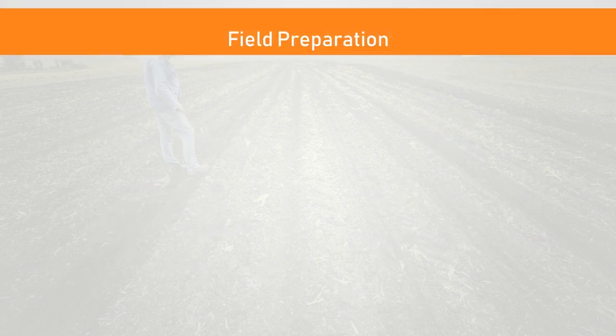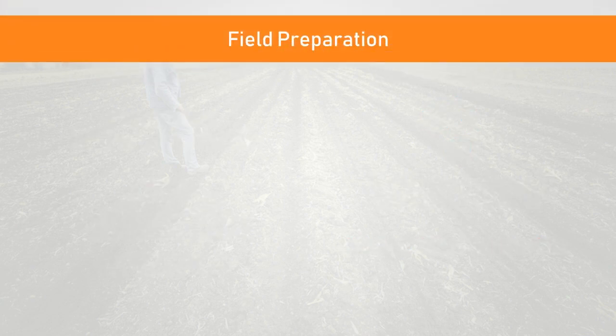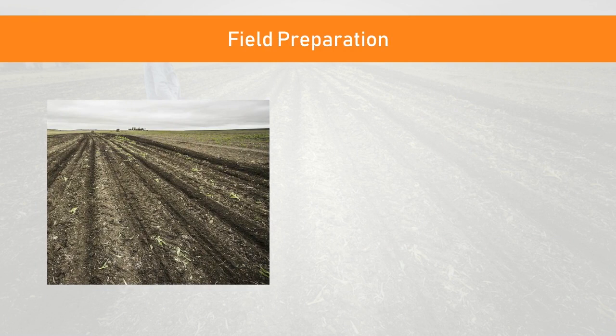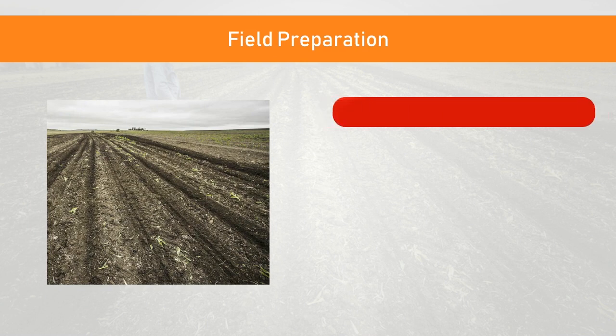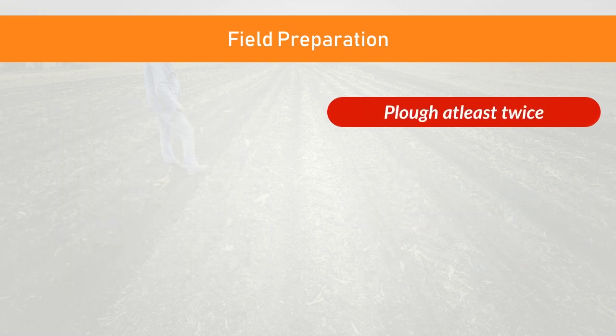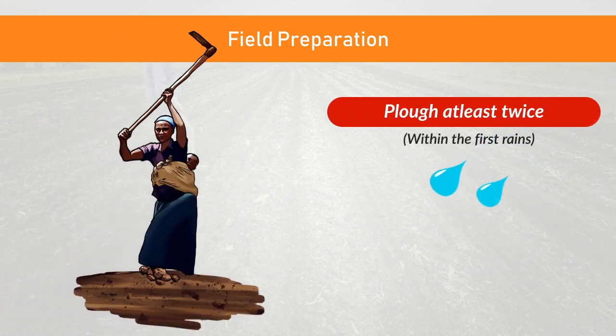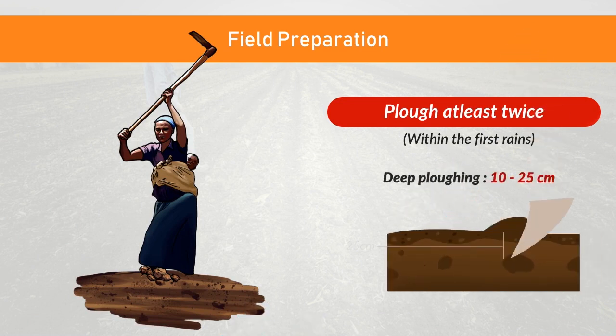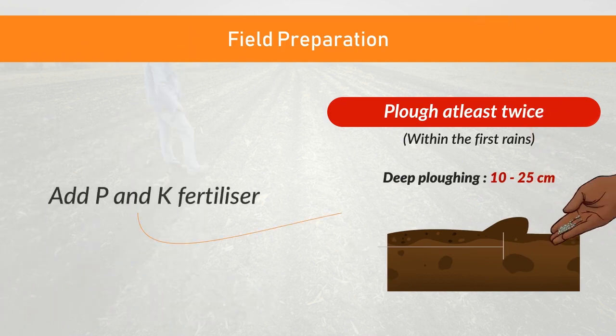Now let's get to the land preparation. Proper land preparation is specifically necessary for rice seed production to minimize competition with weeds. For freshly cleared sites, stump big trees before the rains and remove all the roots and trees before plowing. Then plow at least twice within the first rains to make a good tilth. For proper weed control, deep plowing of about 10 to 25 centimeters is preferred. Also, remember to apply base fertilizer, that is P and K, before the final harrowing.